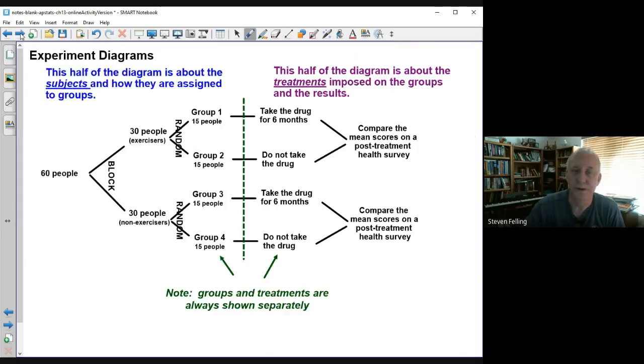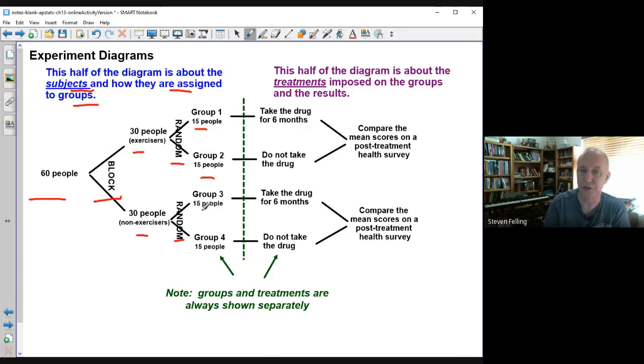Okay, so a little bit about these experiment diagrams. Sometimes we have to draw these things, and I want to point out some stuff about how you draw these diagrams. So there's two distinct halves in the diagram, right? If you draw a line here between the groups and the treatments, the first half of the diagram is all about how the subjects are assigned to the groups. So you have groups, maybe you have blocking into blocks, then you have random assignment at some point into groups, right? That's all on the left side of the diagram here, right?